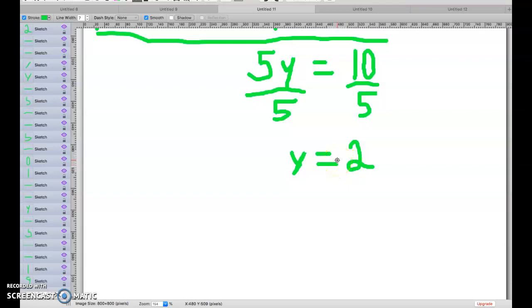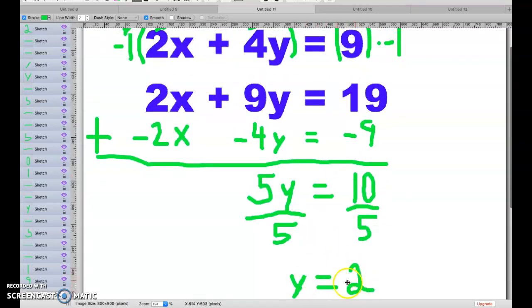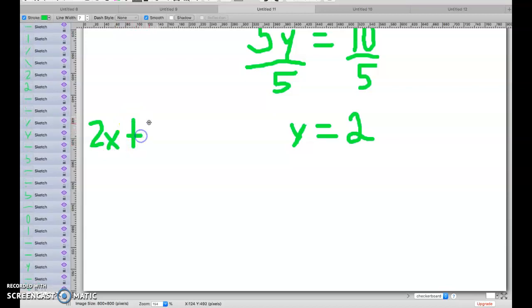Now I need to find the x value that goes with this y value. So I need to take this y value and put it into either this first original equation or this second original equation. Doesn't matter which. I'm just going to pick the first original equation. So 2x plus 4y equals 9. Let me write that down here. 2x plus 4y equals 9.